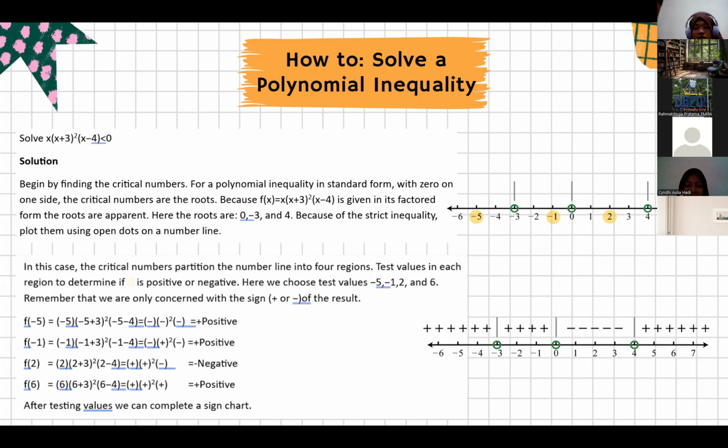The second step: the critical numbers partition the number line into four regions, and we test a value in each region to determine if it is positive or negative. Here we pick the values negative 4, negative 1, 2, and 6. Remember that we are only concerned with the sign, positive or negative. You can substitute the values into the function f(x). So the first region is positive, the second one is positive again, the third one is negative, and the last one is positive again. Next, please.